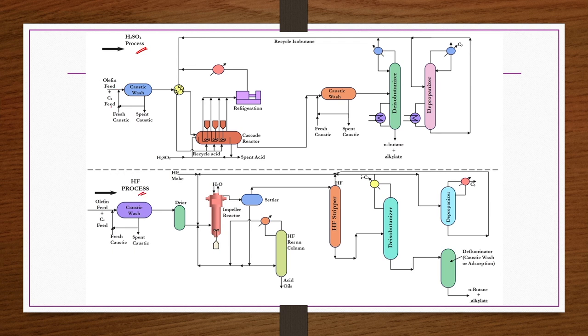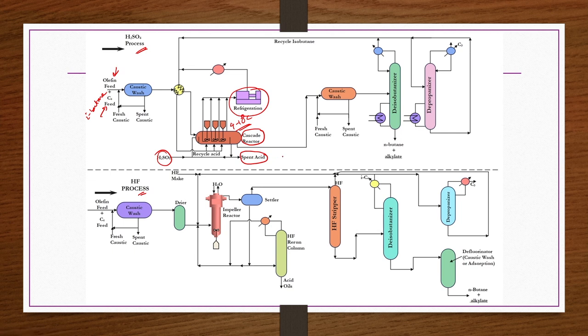So the olefin feed plus C4 feed, where C4 here is nothing but isobutane, are washed with caustic, then sent to a cascade reactor to which H2SO4 is supplied. Recycled acid is also supplied sometimes. After the reaction, spent catalyst is taken and disposed. In this reactor, the temperature is maintained between 4 to 10 degree centigrade, and for that purpose refrigeration is there.